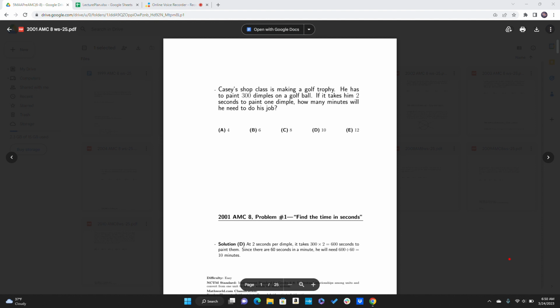Okay, so we have Casey's shop class making a golf trophy. He has to paint 300 dimples, and it takes him 2 seconds to paint one dimple. So how many seconds is it going to take him to paint all of the dimples? So it's 300, and it takes 2 per dimple. That's 300 times 2. That's 600 seconds.